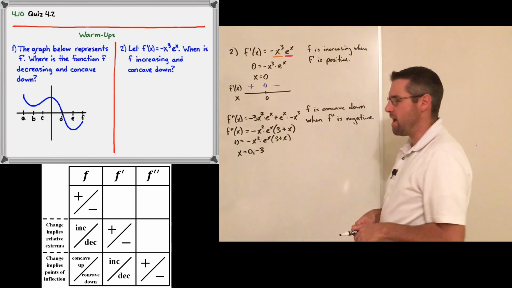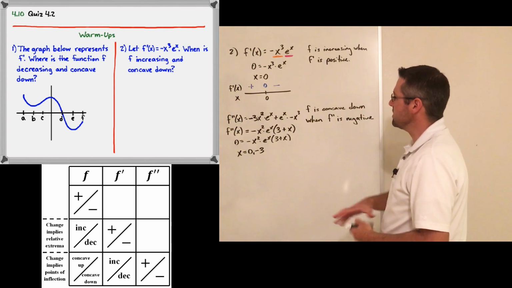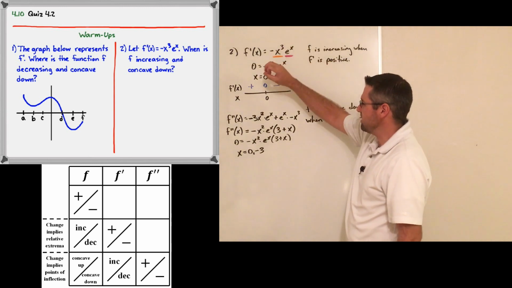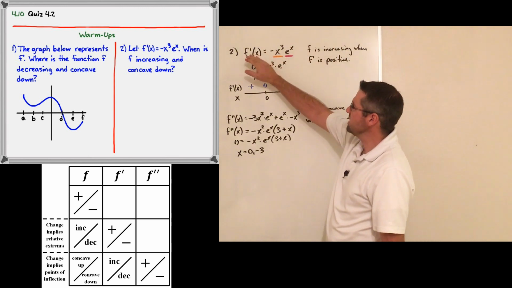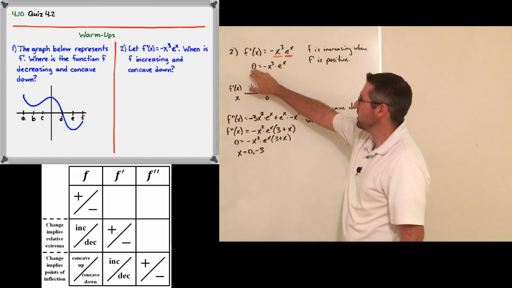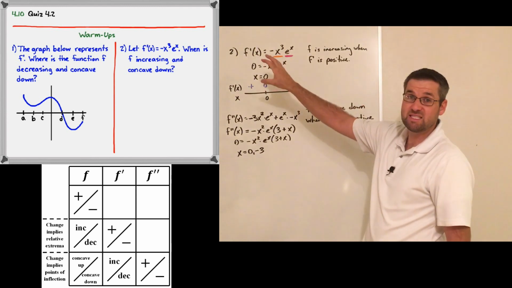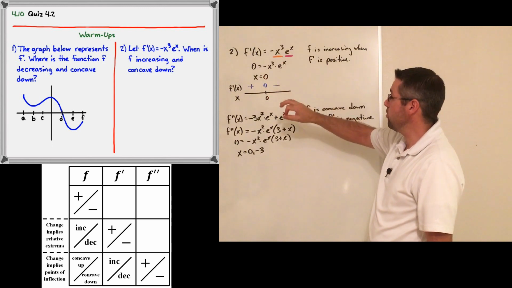I need to take a step back real fast because I forgot to mention, when you're identifying your critical points, they are when the derivative is equal to 0, like we did here, or when the derivative does not exist, or at endpoints.